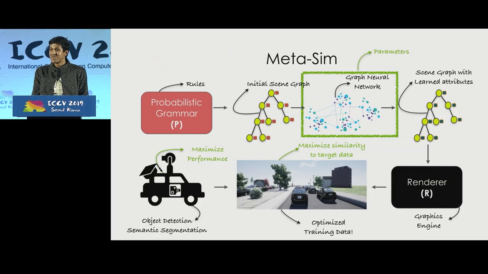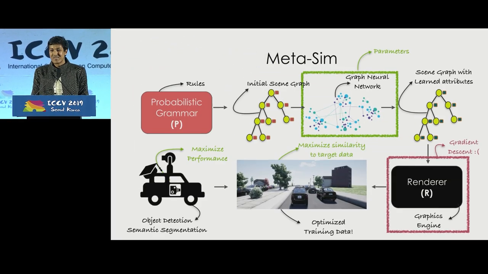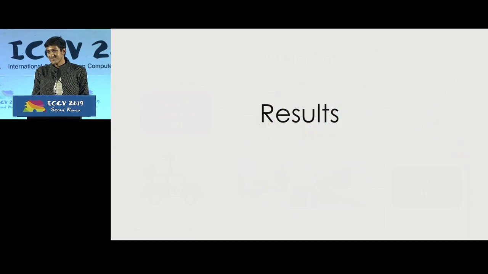So training with this objective is actually a very tough problem because the renderer is non-differentiable, and we here use numerical gradients to backprop from the images back to the scene graph. Okay, now let's look at some results.